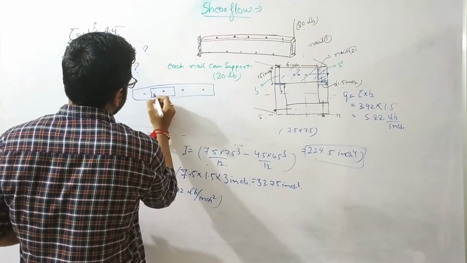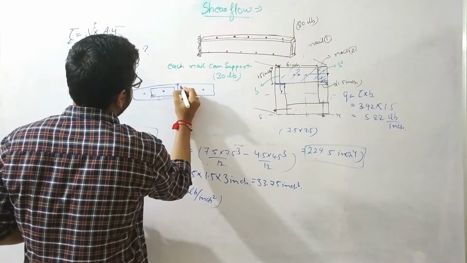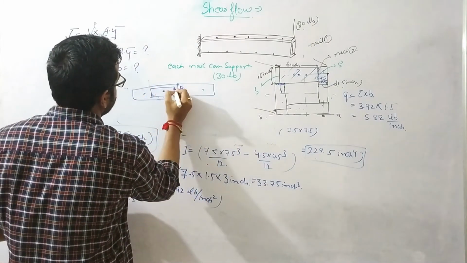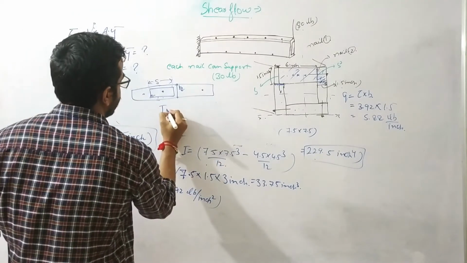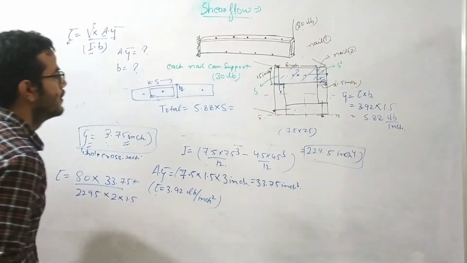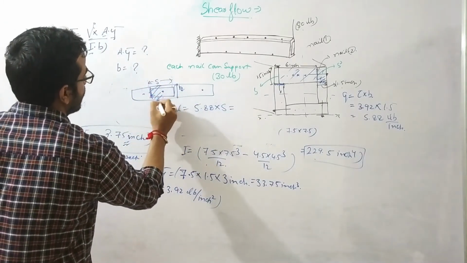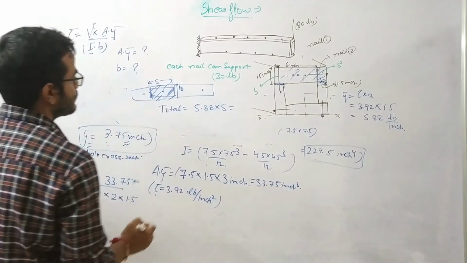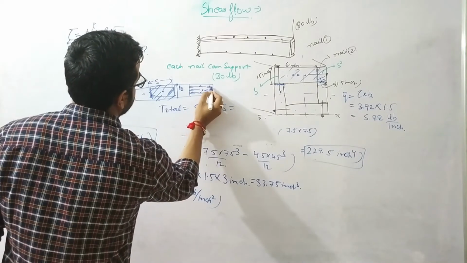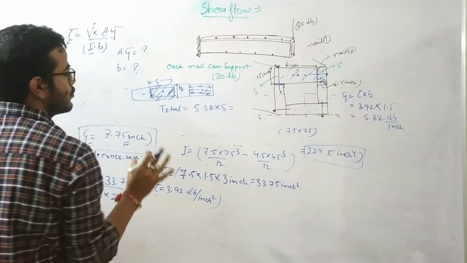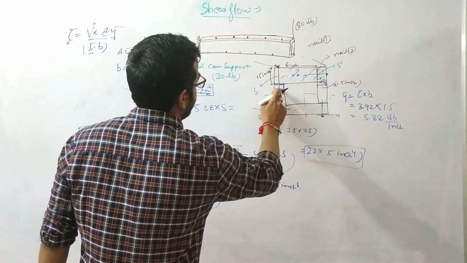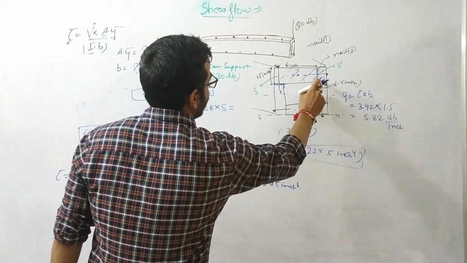For each nail, the width B is constant. The total shear force which is coming on each nail will be 5.88 into the spacing of each nail. This will be the total force coming on each nail. So the shear flow will look like this. I'm multiplying with the spacing of the nails to get the total shear force on each nail, because at this location the shear resistance will be taken care of by the nail. At this location the shear resistance will be taken care of by the fiber.